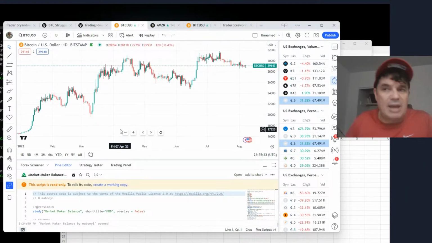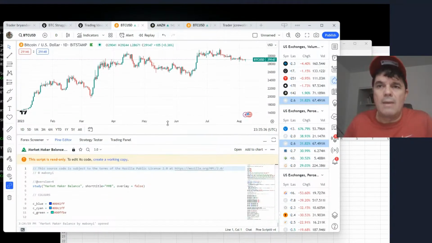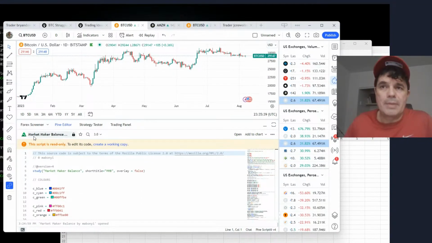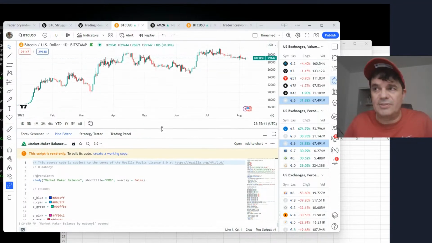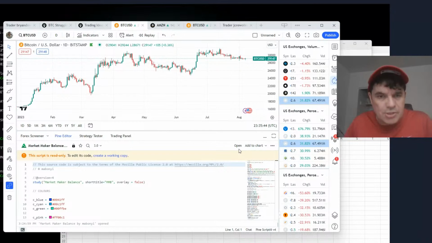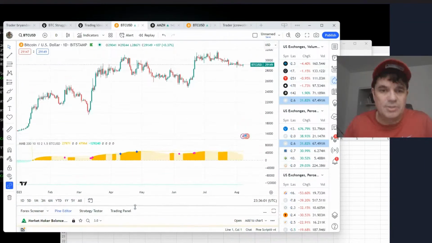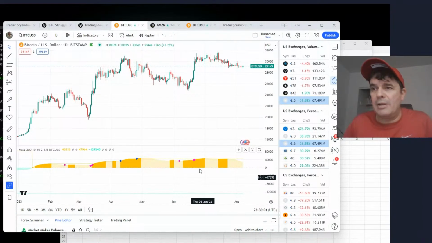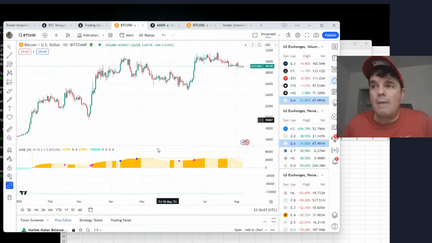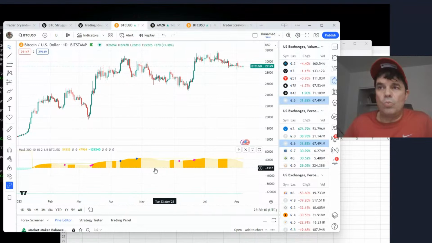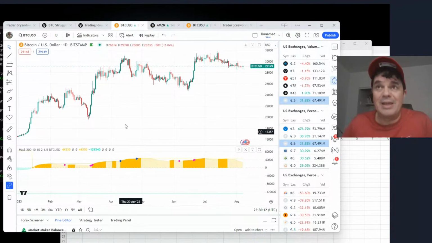So, one of the things that I found that blew my mind was this strategy called market maker balance. And I think that this particular strategy is only available for Bitcoin. Okay, so when you look at this, this is unreal. Okay, so if you look at this chart now, and again, the source code is available. If you look for that indicator, market maker balancer, you can see here, this thing works pretty impressively.